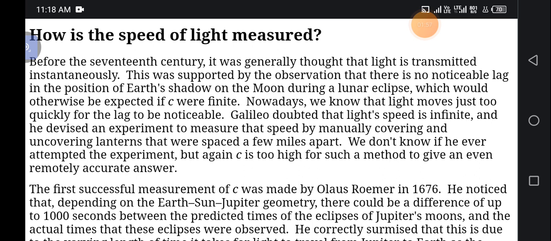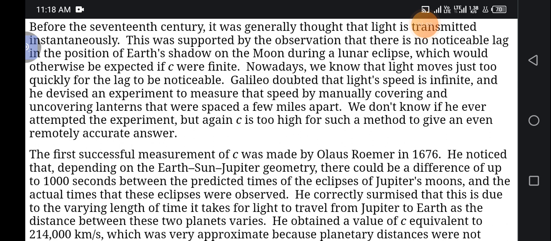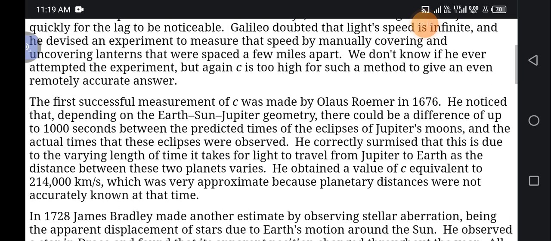Galileo assumed that light speed is infinite, and he devised an experiment to measure that speed by manually uncovering lanterns that were spaced a few miles apart. We don't know if he ever attempted the experiment, but again c is too high for such a method to give even a remotely accurate answer.